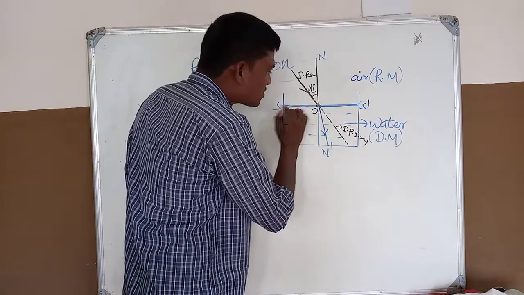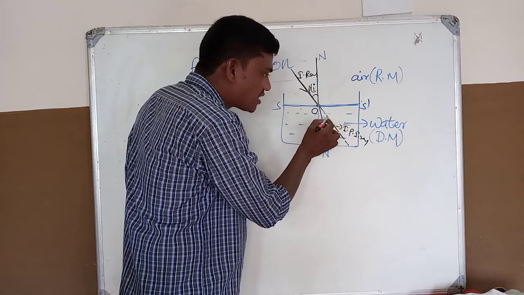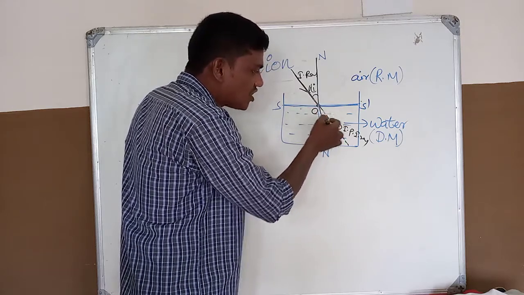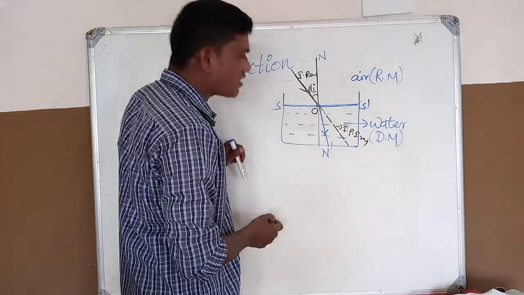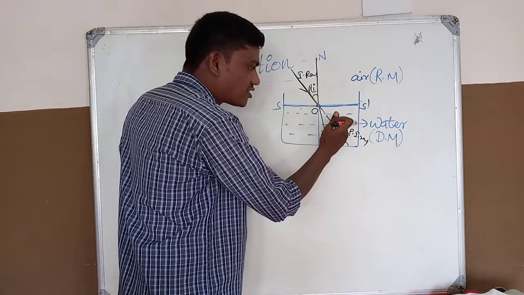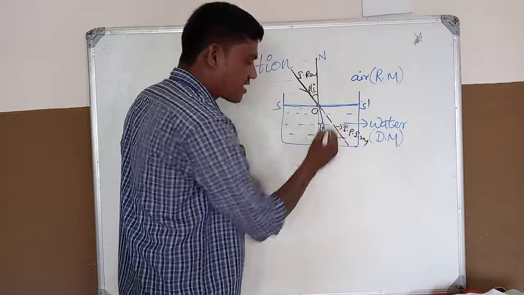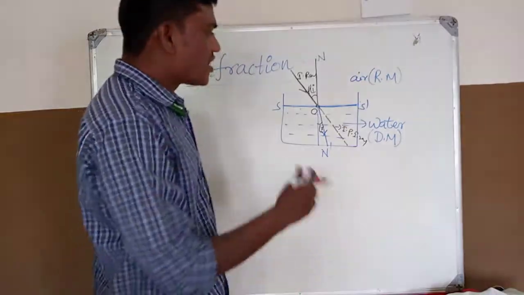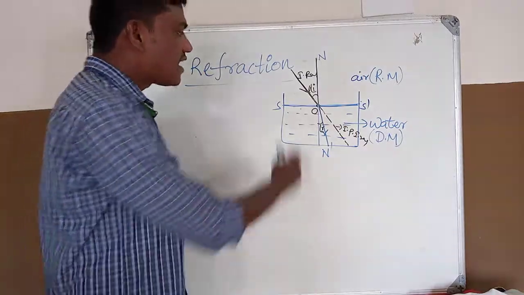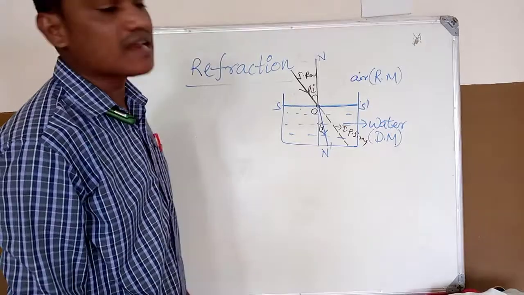When the incident ray strikes the surface of separation of the two media and enters the denser medium, at that time at the point of incidence it immediately changes from its initial path. When light travels from rarer to denser, it deviates from its path and moves towards the normal. This is called the angle of refraction. But if the light travels from denser medium to rarer medium, what will happen? Light deviates from its path but moves away from the normal.